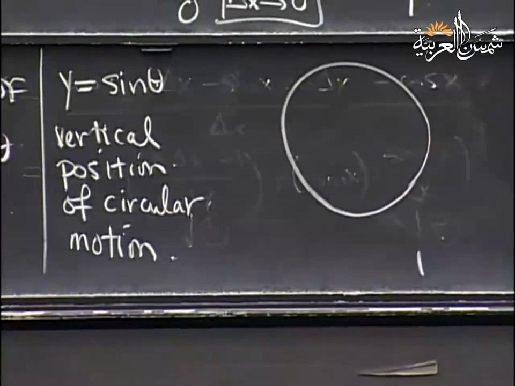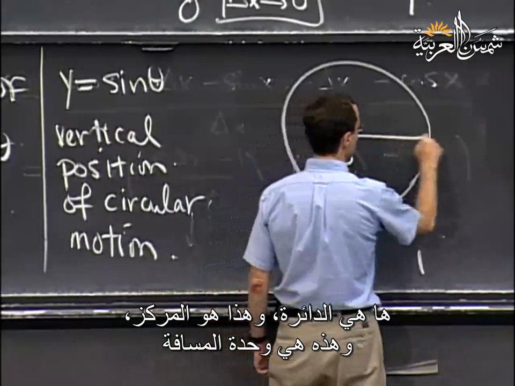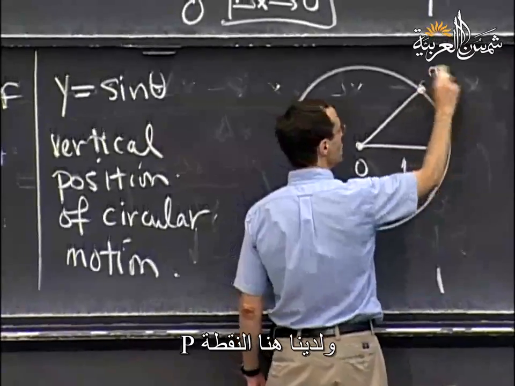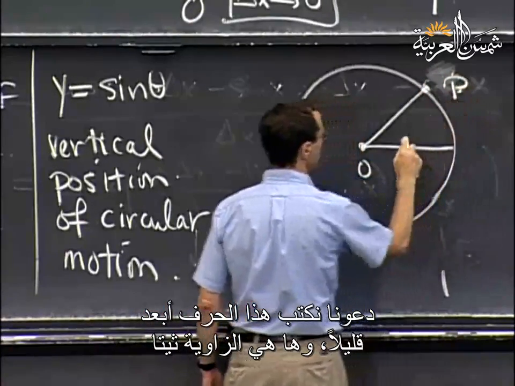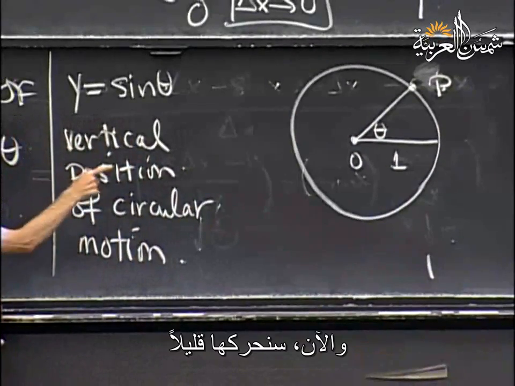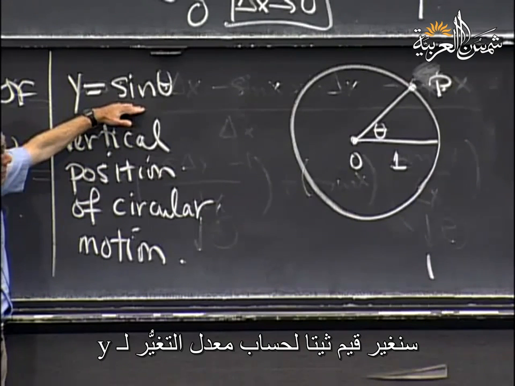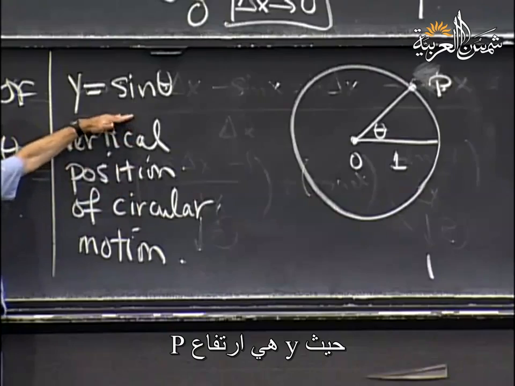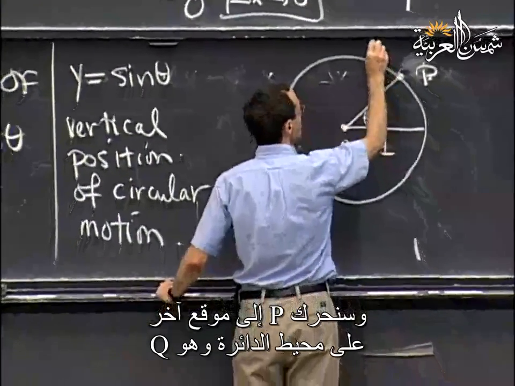So here's the circle, here's the origin, this is the unit distance, and right now it happens to be at this location P. Maybe we'll put P a little over here. And here's the angle theta. Now we're going to move it. We're going to vary theta, and we're interested in the rate of change of y. So y is the height of P, but we're going to move it to another location. We'll move it along the circle to Q.